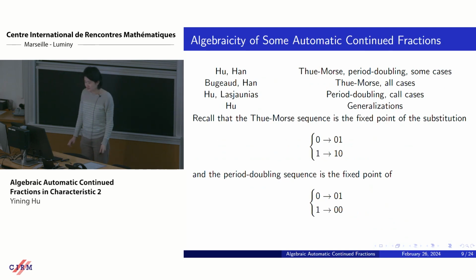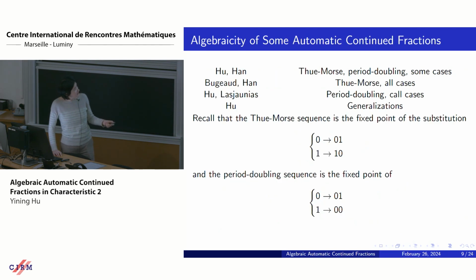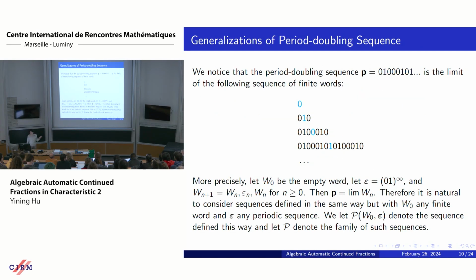Okay, and so now, how can I find more automatic sequences that define algebraic continued fractions? We found one way to generalize the period doubling sequence. So instead of defining it by the substitution, we choose to look at the period doubling sequence this way. We see that it is the limit of this sequence of finite words. We can see that it is generated in this way.